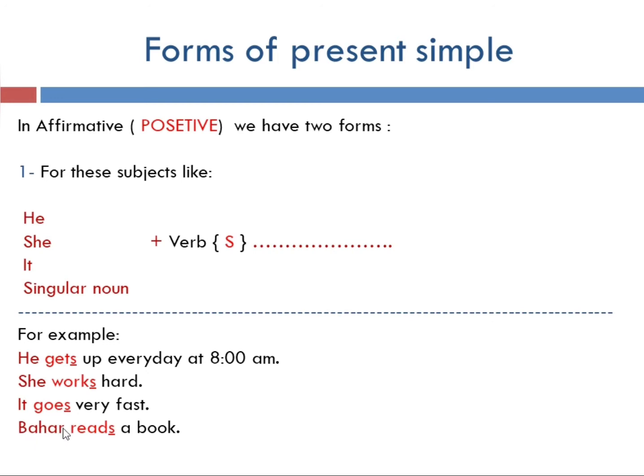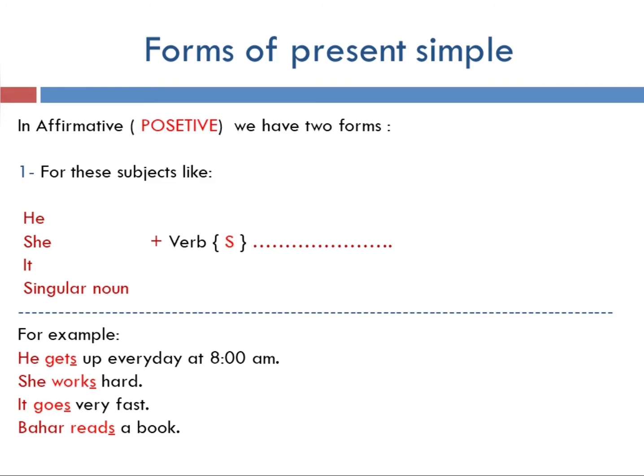And we have this noun. I mean, it's a noun, no problem if it's a human noun or a non-human noun. Bahar reads a book. You cannot say Bahar read. We have to say Bahar reads a book. These are the two forms of present simple in affirmative, I mean in the positive form.